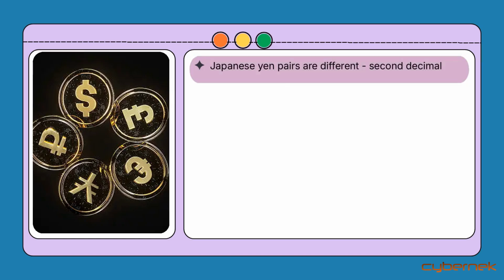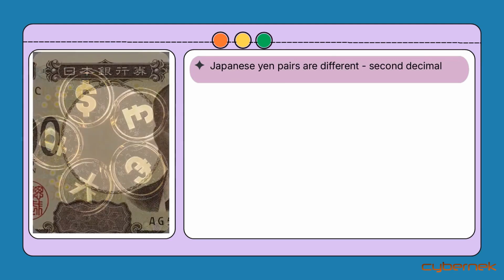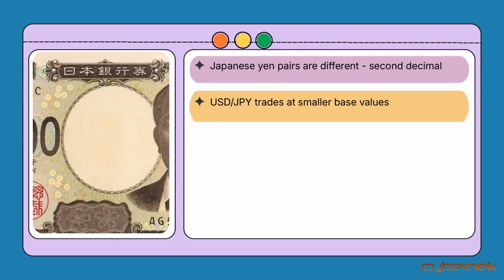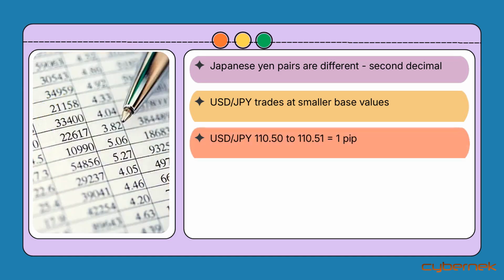Japanese yen pairs are the rebels of the Forex world. For pairs like US dollar to Japanese yen, a pip is the second decimal place because the yen trades at much smaller values. So if US dollar to Japanese yen moves from 110.50 to 110.51, that's 1 pip. It's like the yen decided to be different just to keep us on our toes.